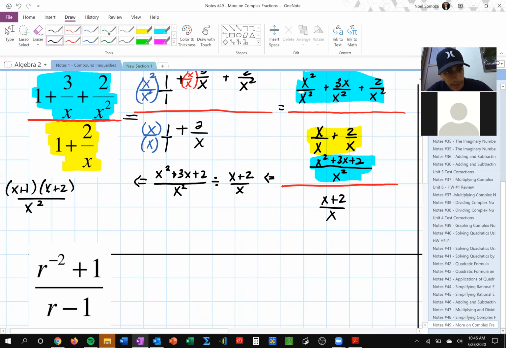Okay, so that's my keep. I kept it, however, I did factor it. Then after that, we're going to do the change. We're going to change that from division to a product. And now we're going to flip this fraction here. So we're going to flip it and make it x over x plus 2, and I'm going to put it in parentheses.